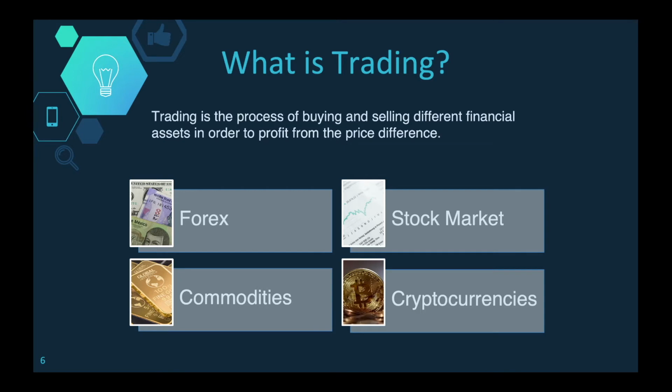Now we have four different markets, or some of the biggest markets. Of course, we have FOREX, which is the most liquid market out there. We have the stock market, which is also very liquid. It's a very trend-oriented market.